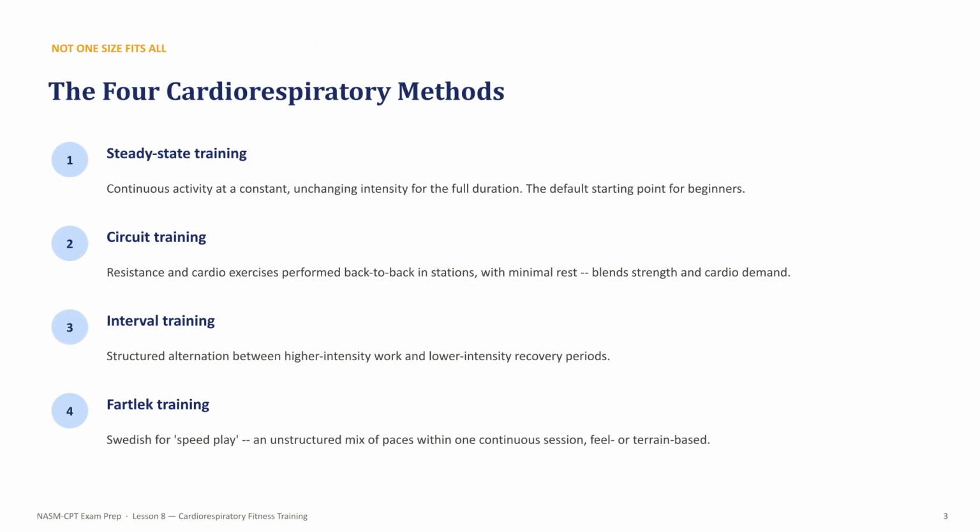Cardio isn't one size fits all. Steady-state training: continuous activity at a constant, unchanging intensity for the full duration. This is the default starting point for beginners. Think of a 30-minute jog at one steady pace. Circuit training: resistance and cardio exercises performed back-to-back in stations, with minimal rest. This blends strength and cardio demand. Think of alternating kettlebell swings with rowing intervals.